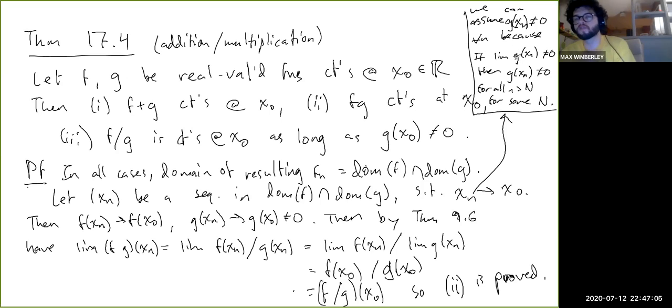Okay, so you can truncate, because g of x naught is not equal to 0 in this case, and that's the limit of g of xn, you can find some cutoff at the beginning after all the points where g of xn happens to be 0, and then g of xn has to be non-zero for all the points after that. So we can assume without loss of generality that g of xn is not 0 for any value of n.